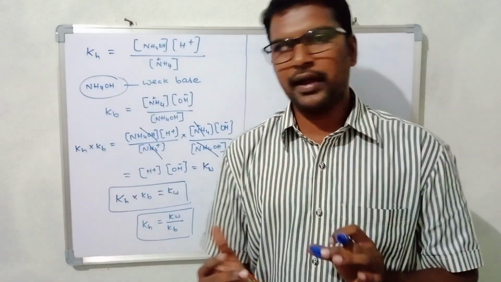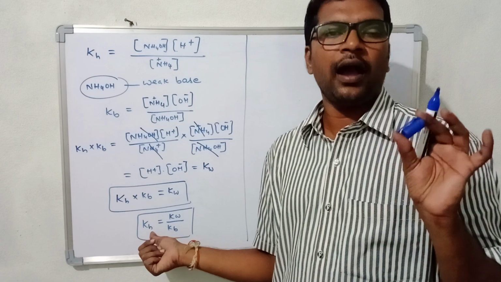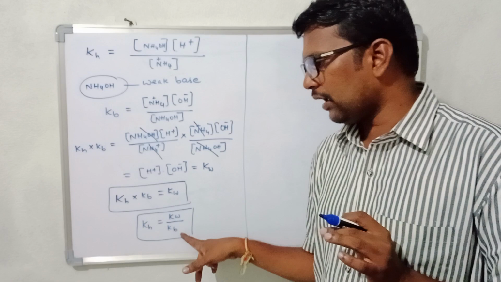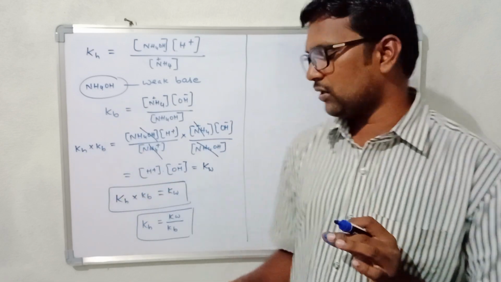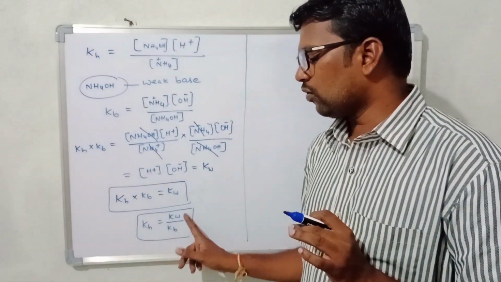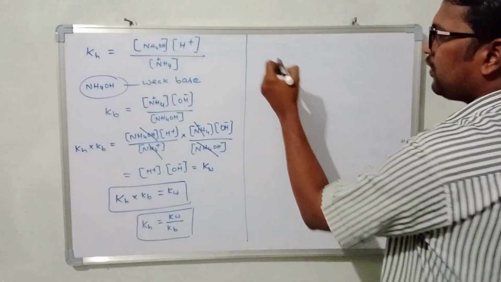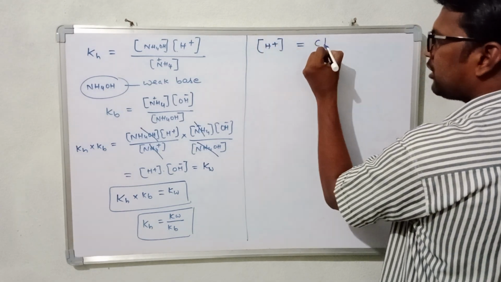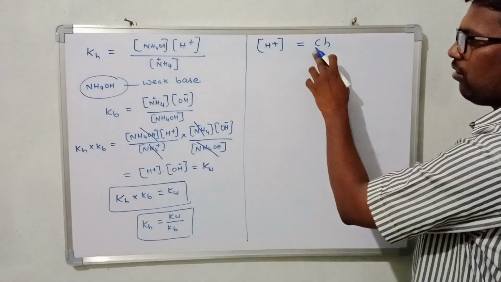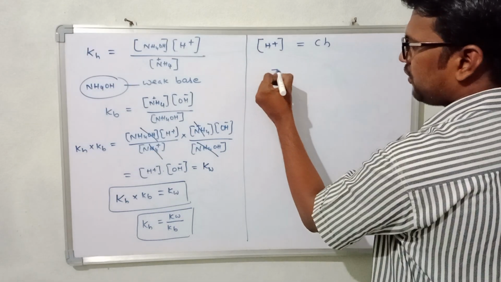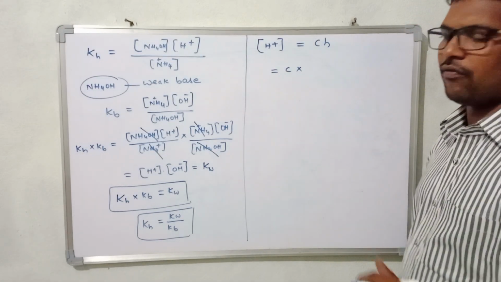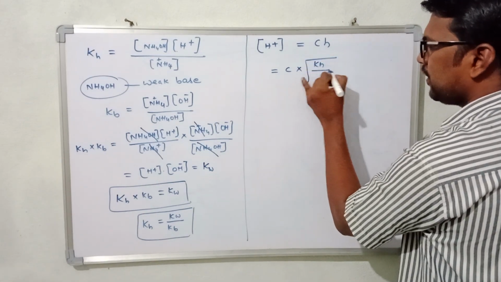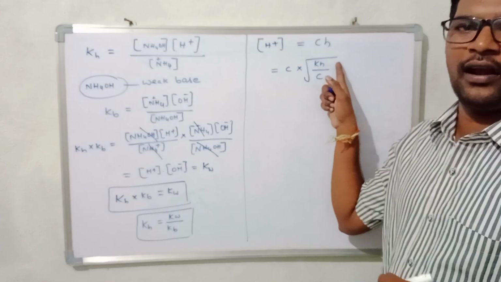For a salt of a strong acid with a weak base, if you want to find the hydrolysis constant by taking Kw, the ionic product of water, and Kb, the base dissociation constant, the formula is Kh is equal to Kw by Kb. And if you want to find the H+ concentration according to that ionization, H+ is equal to Ch, C the concentration and h the degree of hydrolysis. In place of h we write the other relation, root Kh by C, where Kh indicates the hydrolysis constant.